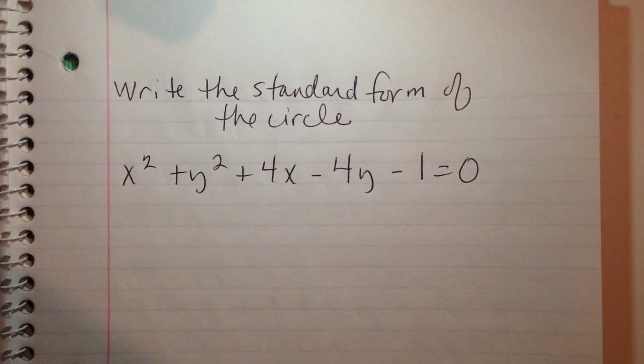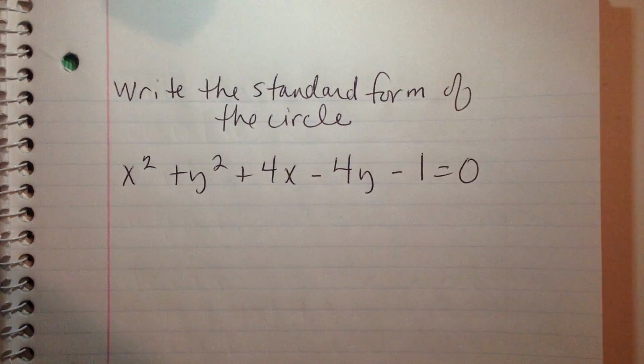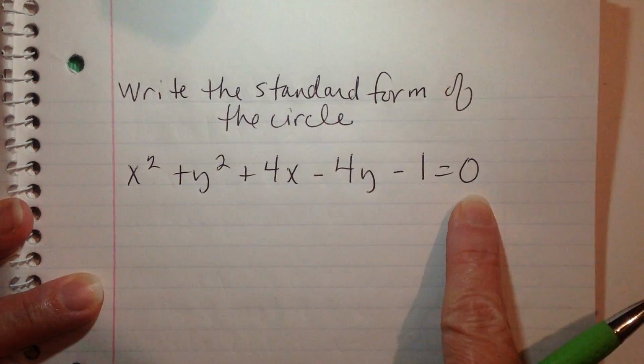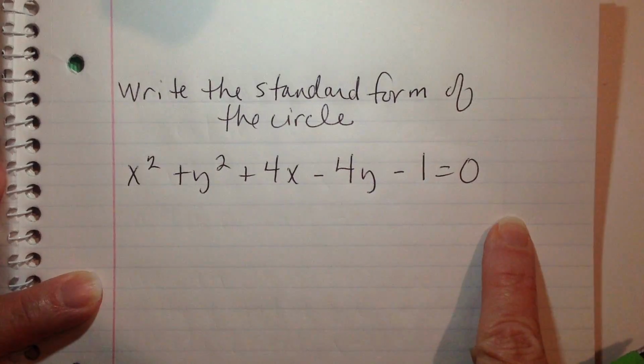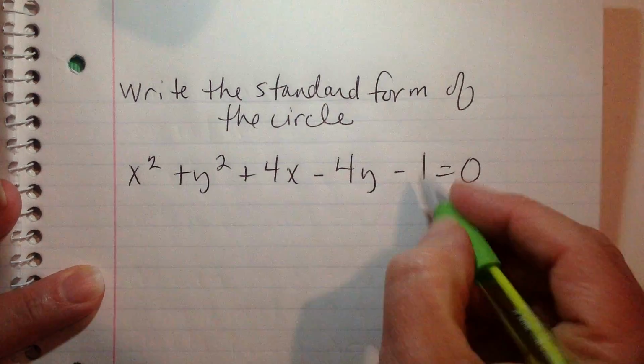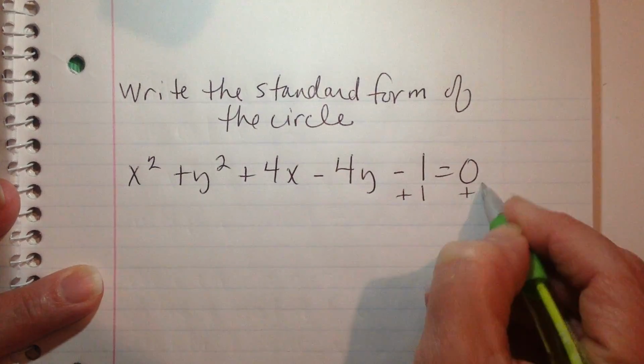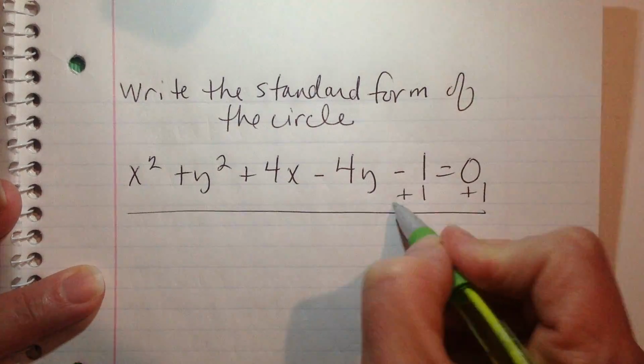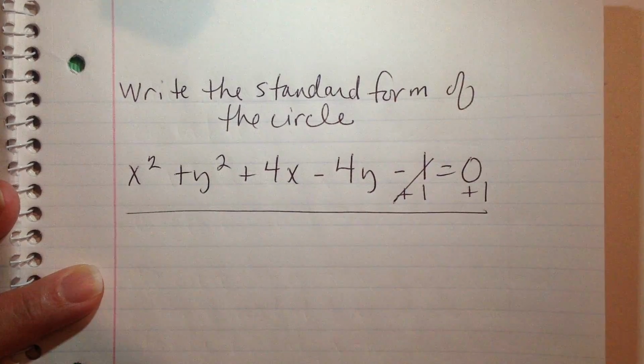I want us to do one more problem where we have to write the standard form of the circle, going from general form to standard form by completing the square. Again, this problem is in general form. Everything's set equal to 0. So the first thing we'll need to do is add 1 to both sides. And then we'll need to start grouping our x's together and our y's together.